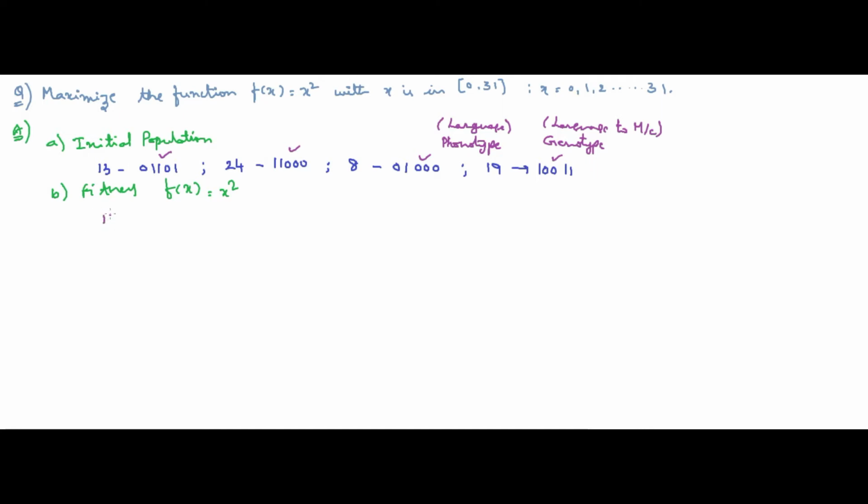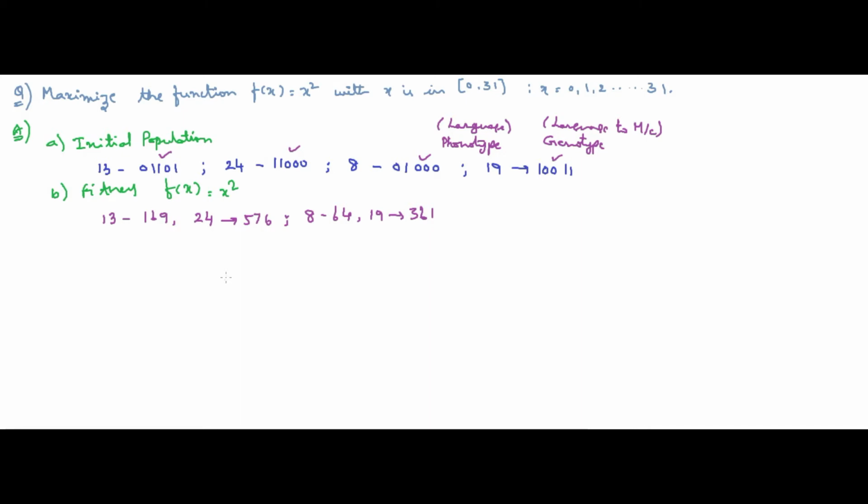Fitness means, for 13, what is the fitness? 169, as this is x square. For 24, it is 576. For 8, it is 64. For 19, it is 361. So these are the values simply.